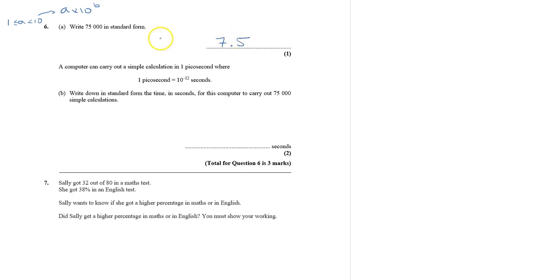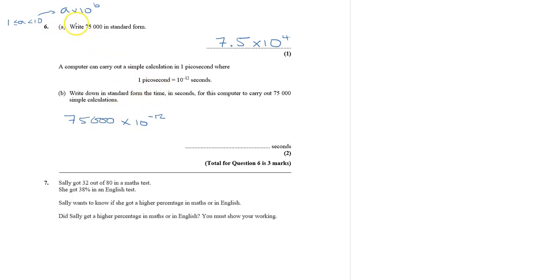Now we would multiply 7.5 by 10. Now the number of times we do it to make it the same as this is basically the number of figures after the 7. So there are 4 figures there, so it's to the power of 4. Now for part B, it says a computer can carry out a simple calculation in 1 picosecond, where 1 picosecond is 10 to the power of minus 12 seconds. It says write down in standard form the time to carry out 75,000 simple calculations. Now, if this is one calculation, that means that 75,000 calculations would be 75,000 times 10 to the power of minus 12, so 75,000 picoseconds.